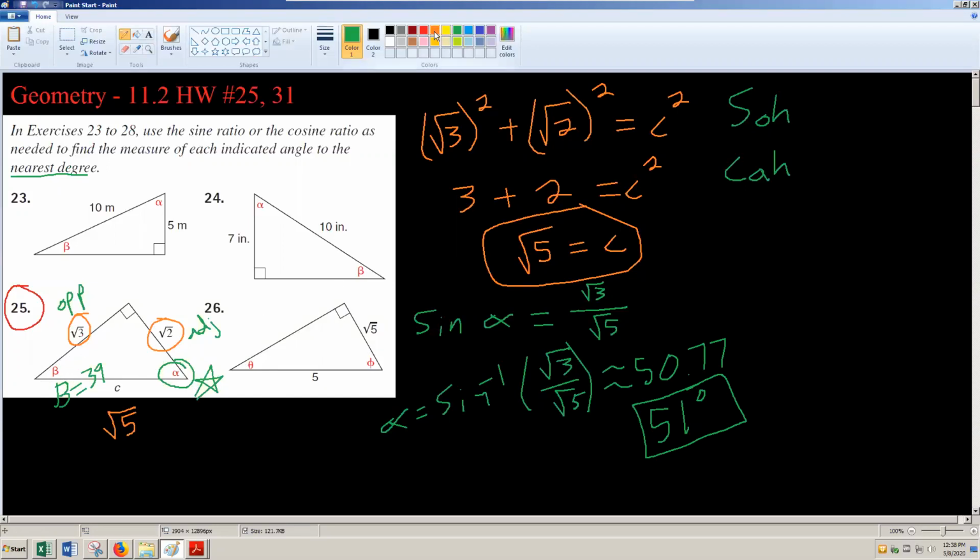Well, I don't know what the people want to see. Maybe the people want to see beta. So let's do beta and we'll do cosine.